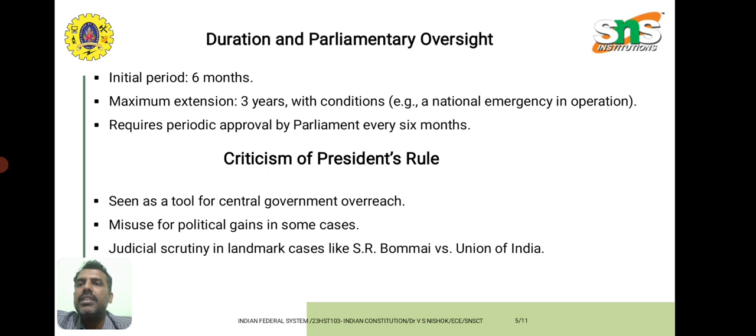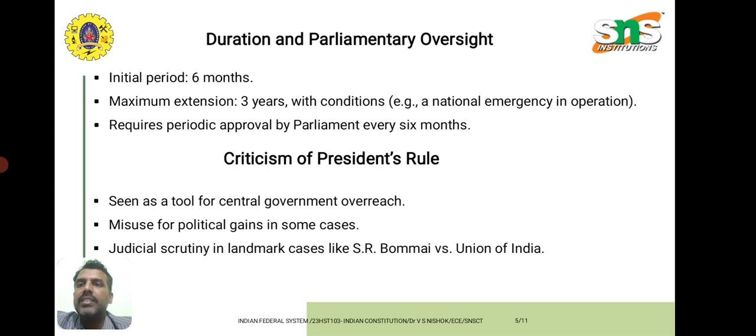Duration and parliamentary oversight. Initial period: the President's Rule will last for a minimum of 6 months. Maximum extension can be up to 3 years, with the condition of a national emergency. If it is a national emergency, it can be extended up to a maximum of 3 years. But with a condition: it requires periodic approval by the parliament every 6 months.